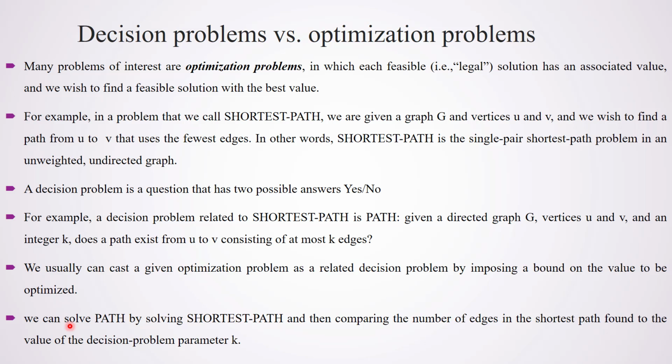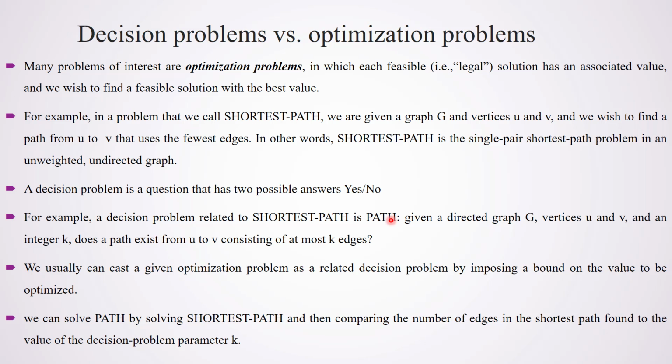This point can be explained with the help of our earlier example. We can solve PATH by solving shortest path and then comparing the number of edges in the shortest path found to the value of the decision problem parameter K. So here shortest path is an optimization problem which will give an output, let the output be K. Using the problem PATH we can verify whether the output generated by shortest path is correct or not.